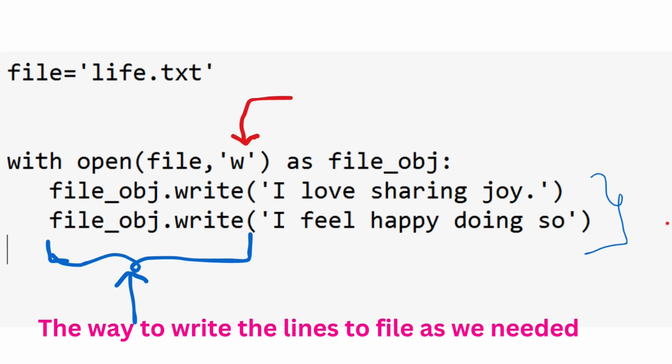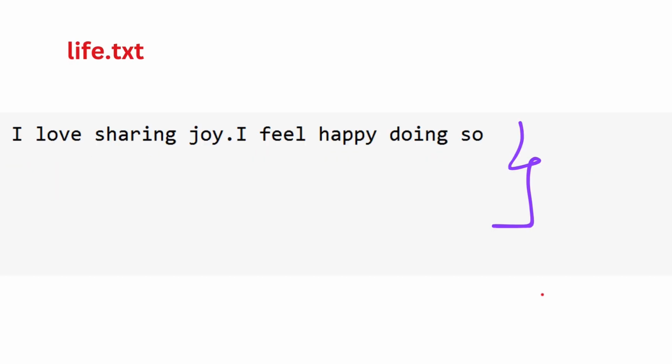In the next lines, we used the write function on the file object to write a string to a file. So what are we writing here? I love sharing joy and I feel happy doing so. While running the program, we have no terminal output, so there is nothing to show. The program will run without any error and do its work. Once you open the file named life.txt, you can see our lines. So see, this is it.